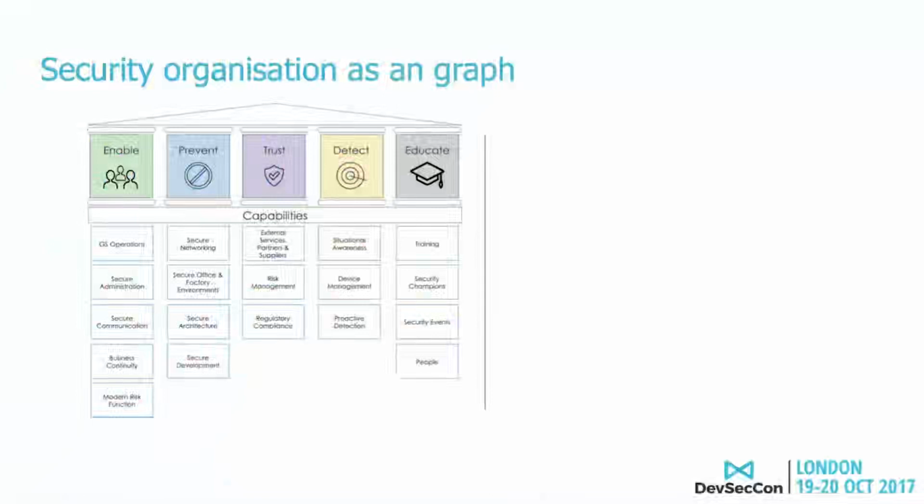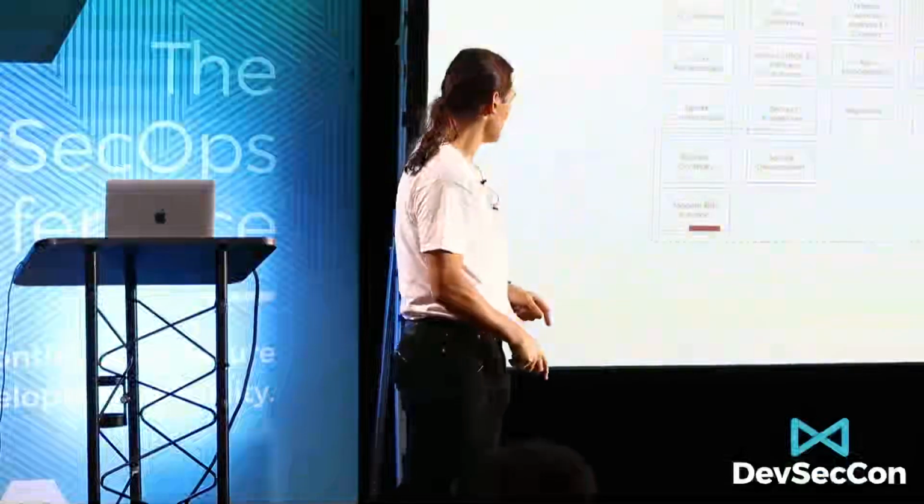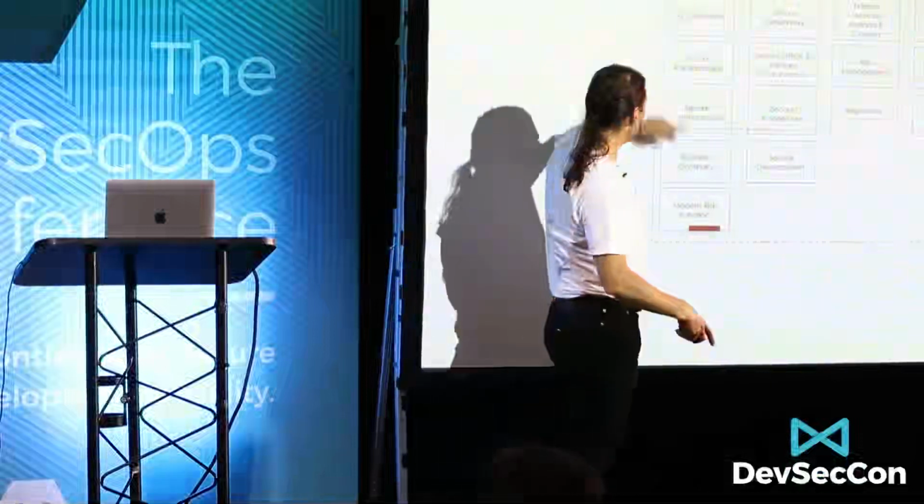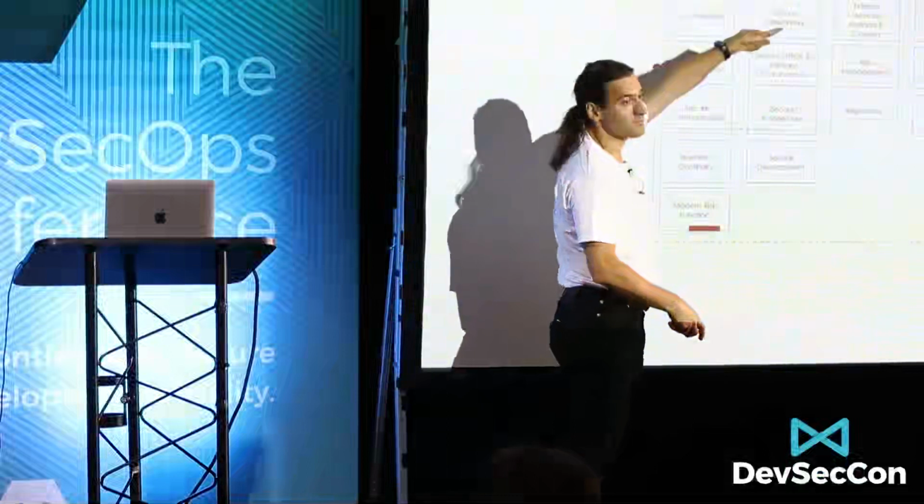So these are the capabilities. I'm sorry, the screenshot didn't come out very well. The capabilities are basically what we want to build for these pillars, right?